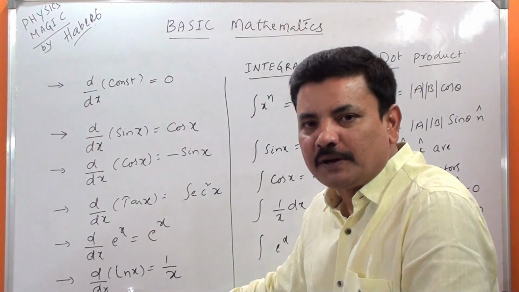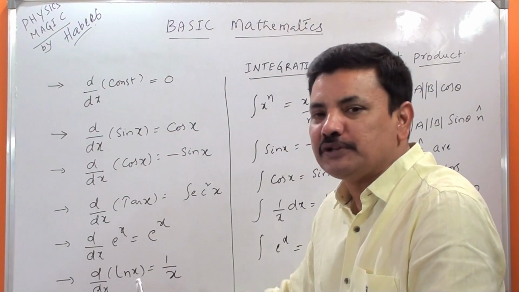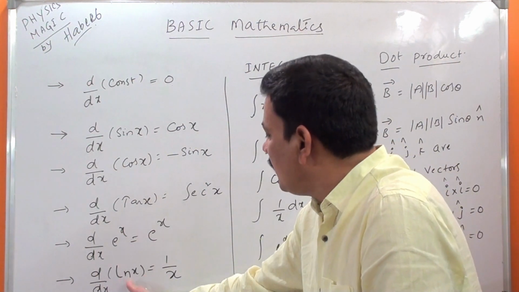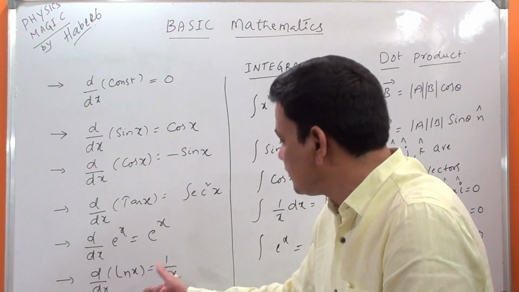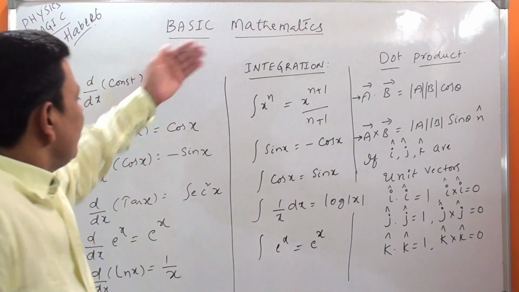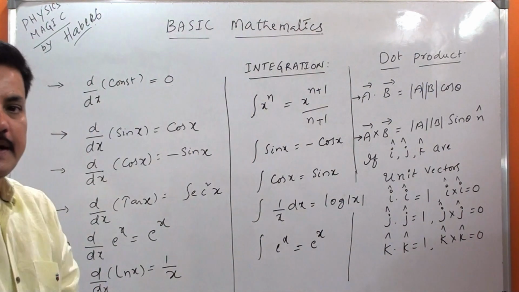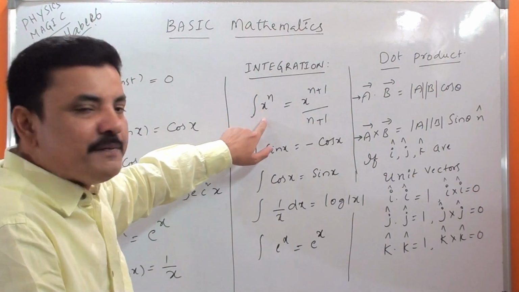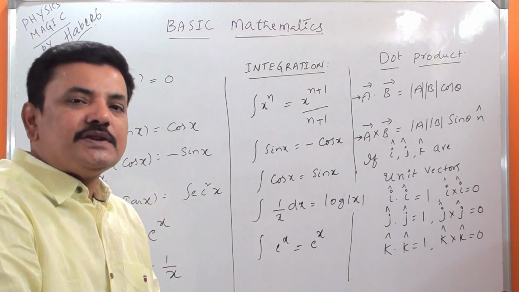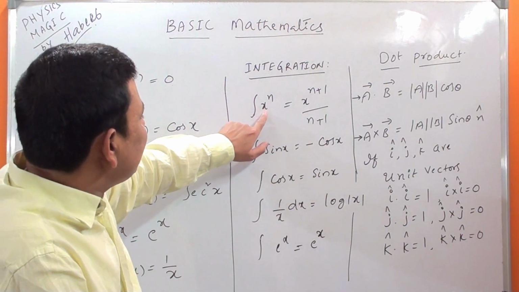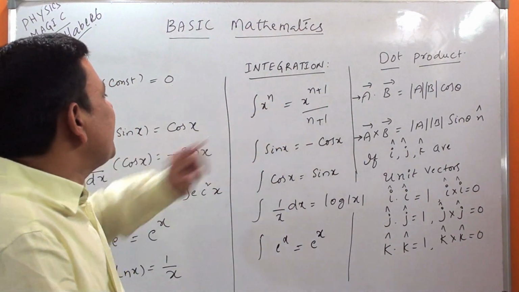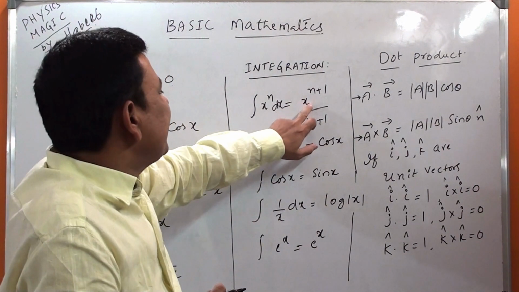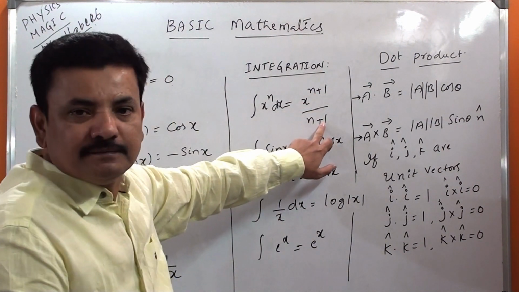Then log x is very important. Natural logarithm of x we will use in the majority of cases, especially in heat. So d by dx of log x is equal to 1 by x. Similarly, the reverse of this, integration, is mostly a very valid formula. You are all familiar, it is quite opposite to differentiation. The integral of x power n dx is equal to x power n plus 1 by n plus 1.